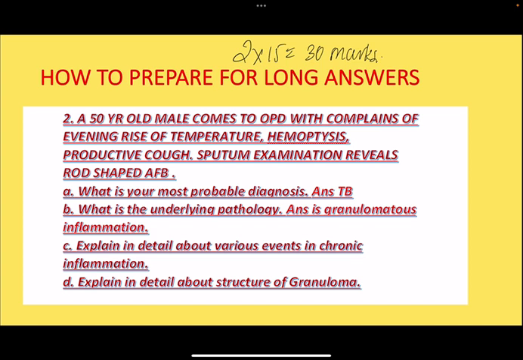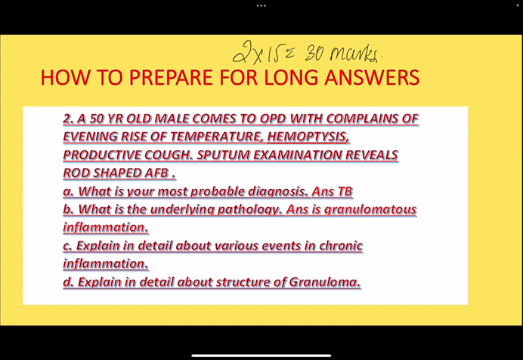For example, this is one very simple question. This is how they will give you a case scenario. A 50-year-old male comes to OPD with complaints of evening rise of temperature, hemoptysis, productive cough, sputum examination reveals rod-shaped acid fast bacilli. What is your most probable diagnosis? And in a 15 marks essay question, 90% of the time you will have a lot of sub-questions. The examiner doesn't want you to simply write any stories. They will clearly test whether you know the subject or not.